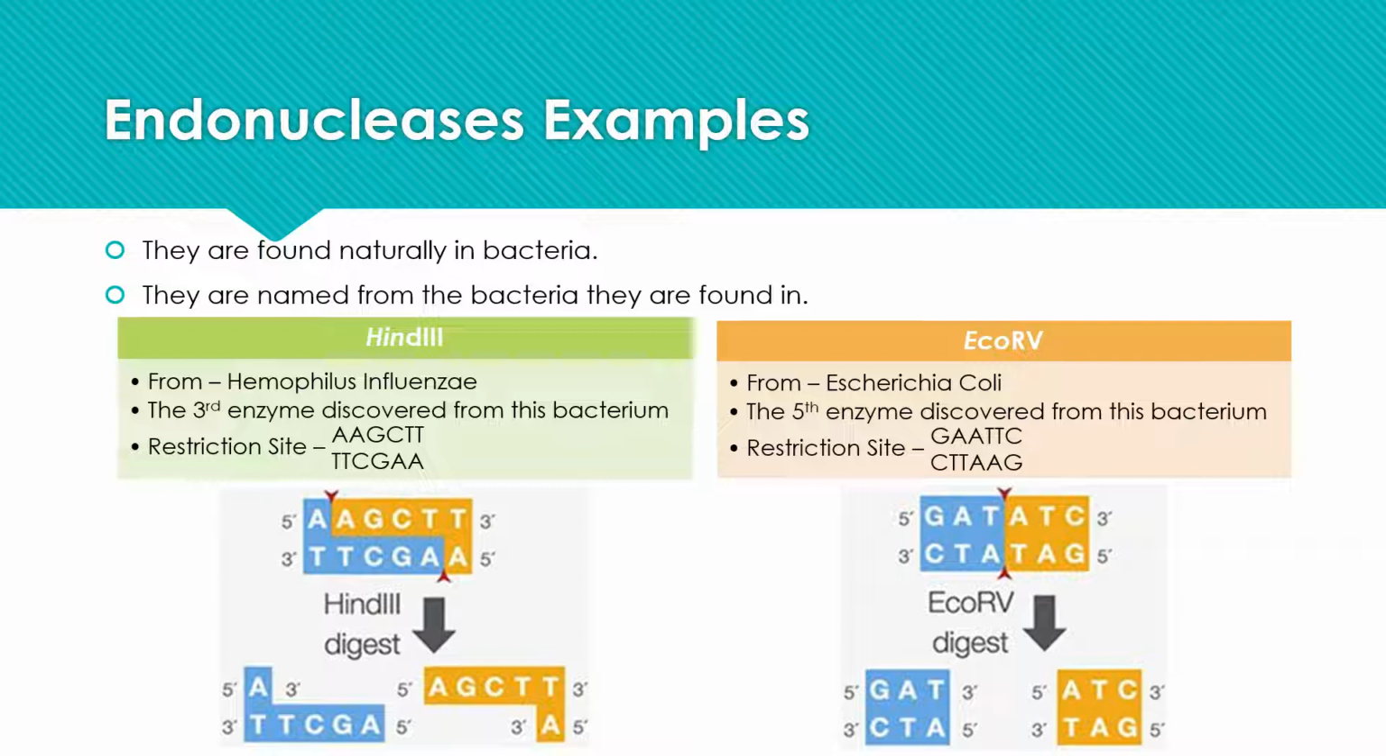The other endonuclease we've got there, EcoRV, is from Escherichia coli, and it was the 5th enzyme, hence the V for the 5 at the end. Its restriction site is GAATTC, and it cuts a bit differently. It just cuts straight through. So where the T and the A are, it just cuts straight through from one side straight to the other and separates it with these 2 sort of blunt ends, we'd say, whereas the other one you've kind of got these overhanging ends because of that, it cuts it differently.